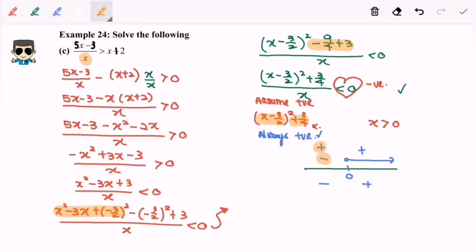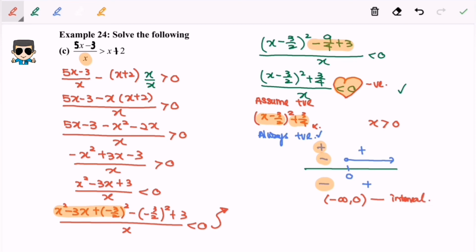In order to determine the sign or the region, we have to refer to the sign. So it is negative. So this will be the answer. So finally, we want to express our answer in interval form. My answer would be negative infinity until 0, where 0 is not included. This is the interval form.